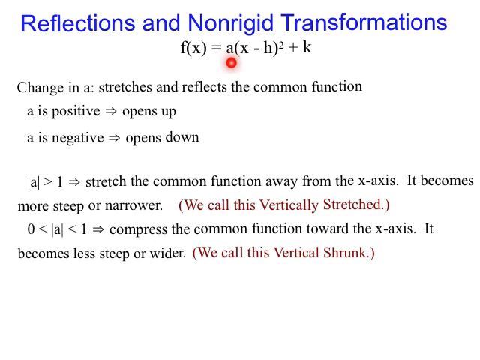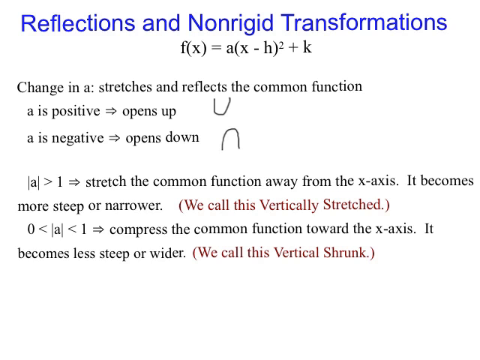If this a value is positive, the parabola is going to open up. In other words, the parabola is going to be like this. However, if that a value is negative, then the parabola is going to open down. All right, go ahead and pause it if you need to in order to get that down.